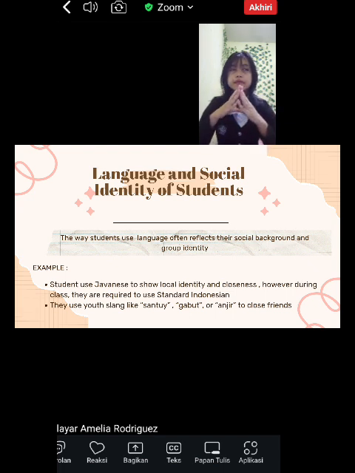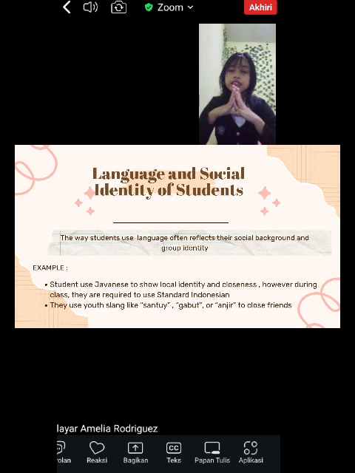Or maybe international school students, they may speak Indonesian to their parents and close friends, to express where they come from, to express their nationality. But then they will switch to speaking standard English at school, to adapt and blend with their peers and the environment.